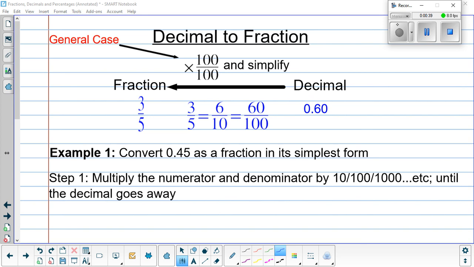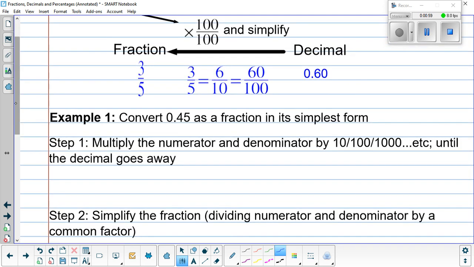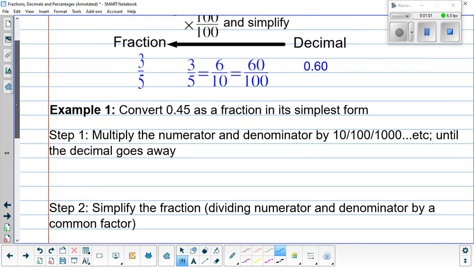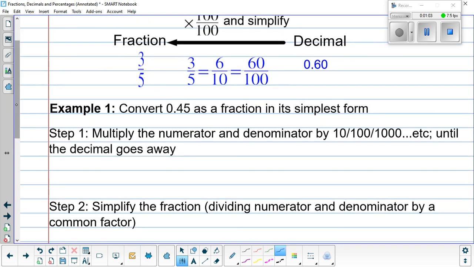So now, how are we going to do this? Because we're basically up to here, this is a percent, decimal to percent, and then we're using that knowledge to get to a fraction. So here, what are we going to look at? We're going to look at 0.45 as a fraction in the simplest form. Notice on the top I had mentioned that it was a general case by doing 100 over 100. Sometimes you don't have to, and I'll try and point out why.